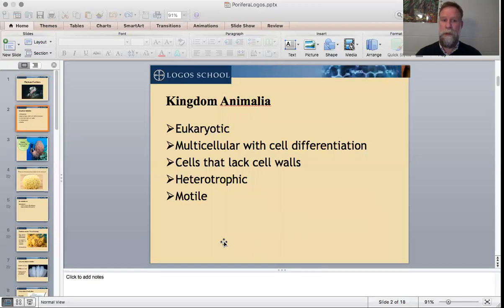They are eukaryotic, multicellular with cell differentiation, cells that lack cell walls, heterotrophic creatures, and motile at some point. Motile, of course, being the opposite of sessile. Sessile, S-E-S-S-I-L-E. And you're going to find out here early on that a few of these intro phyla have stages of their life where they're one or the other. So that's kind of interesting.